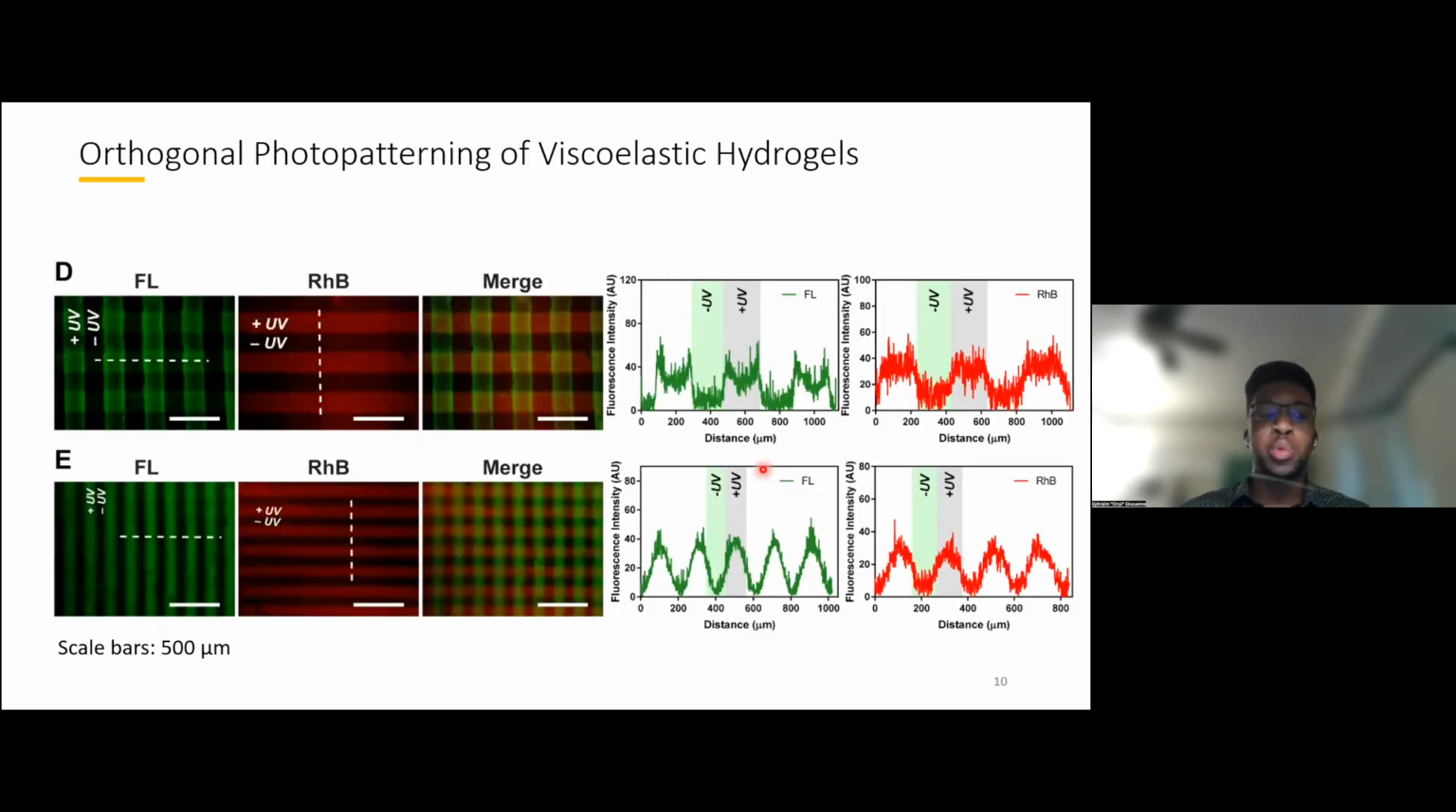This is a continuation of that. However, in this, we use HA-NOR and HA-BM. This gel is a double network gel with CB8. And once again, the plus UV is the elastic hydrogel, and the minus UV is the viscoelastic hydrogel, just further showing that we're able to modify with multiple molecules and still have that spatial control of where the viscoelastic and elastic parts of the hydrogel were.